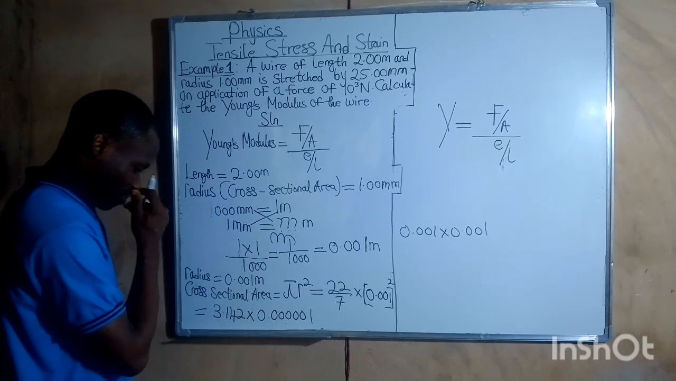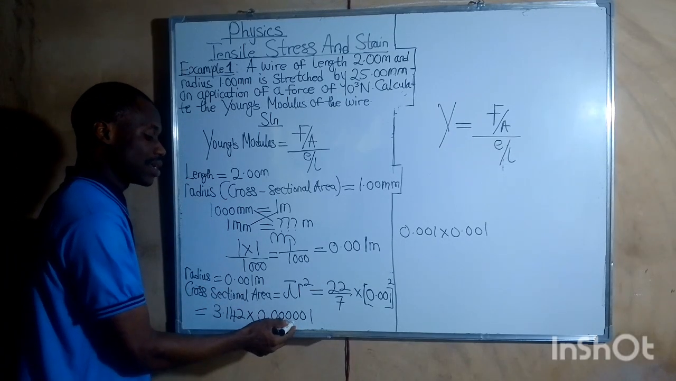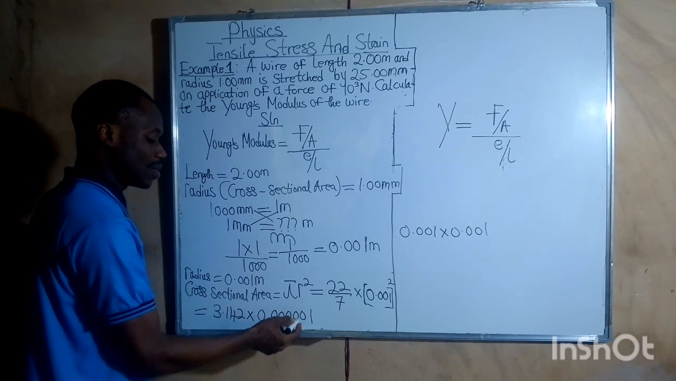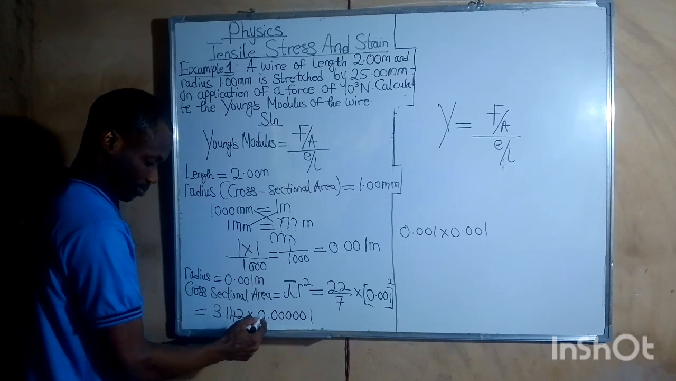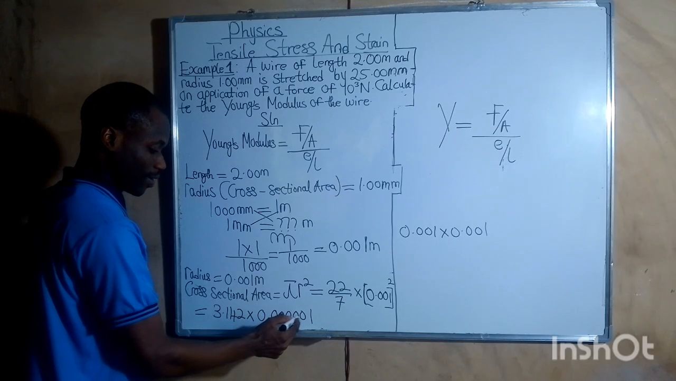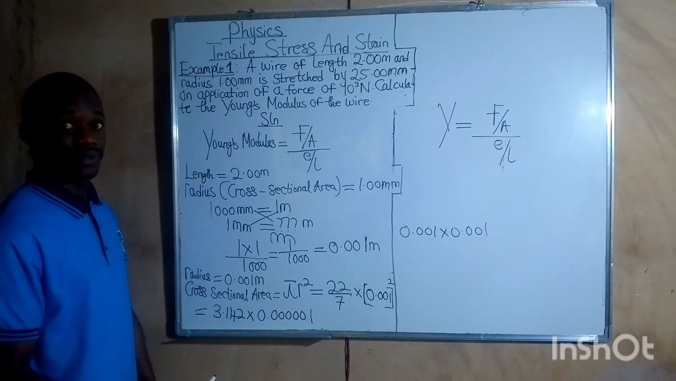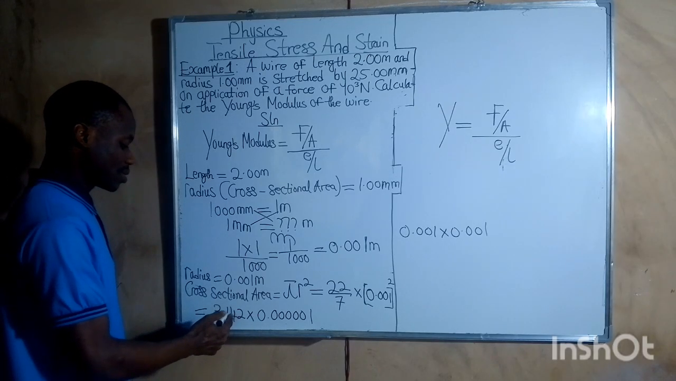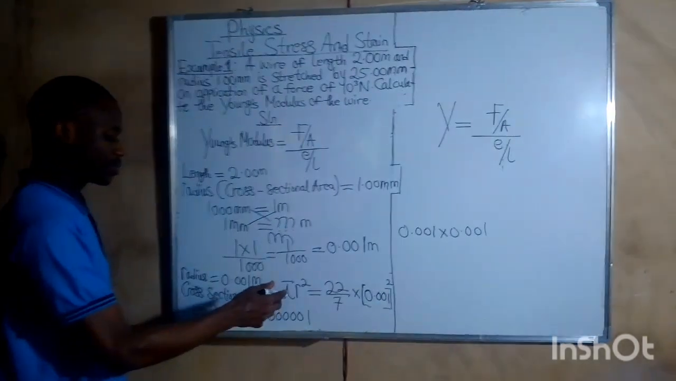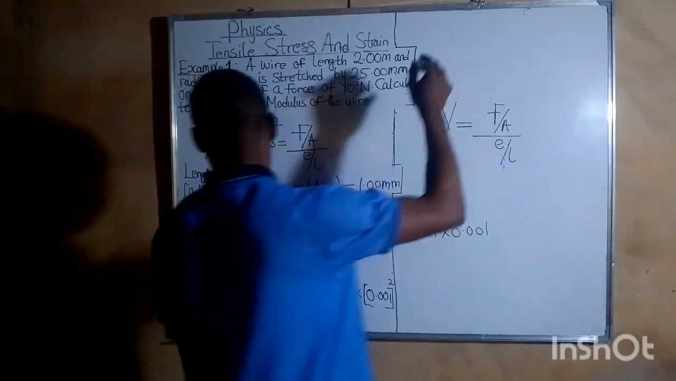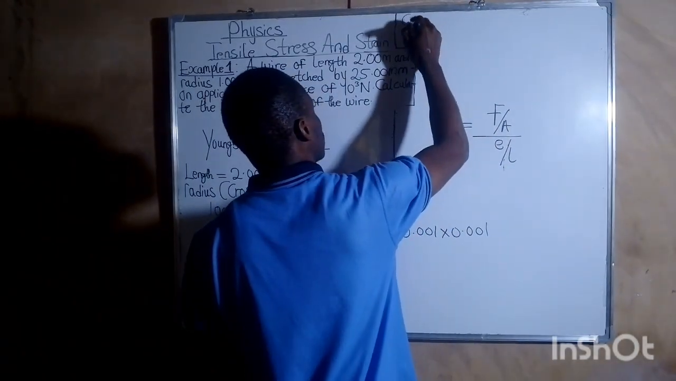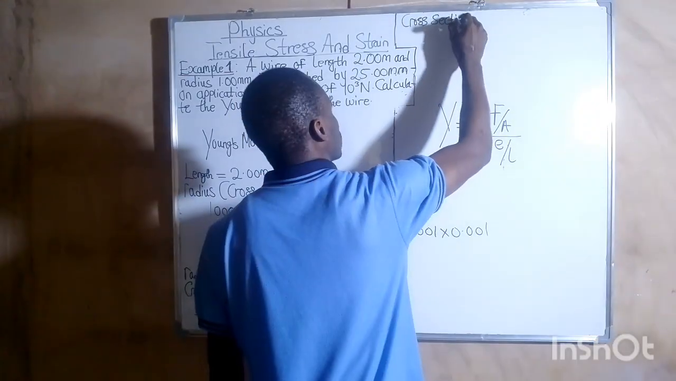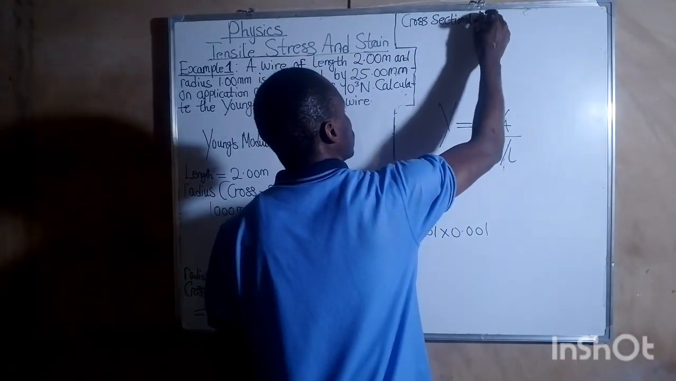Now you can do this one in standard form. In standard form, what you'll be getting is 1 times 10 raised to power minus 6. Well, let's see if we multiply it with 3.142 times 10 to the minus 6. What will you get for the cross-sectional area?